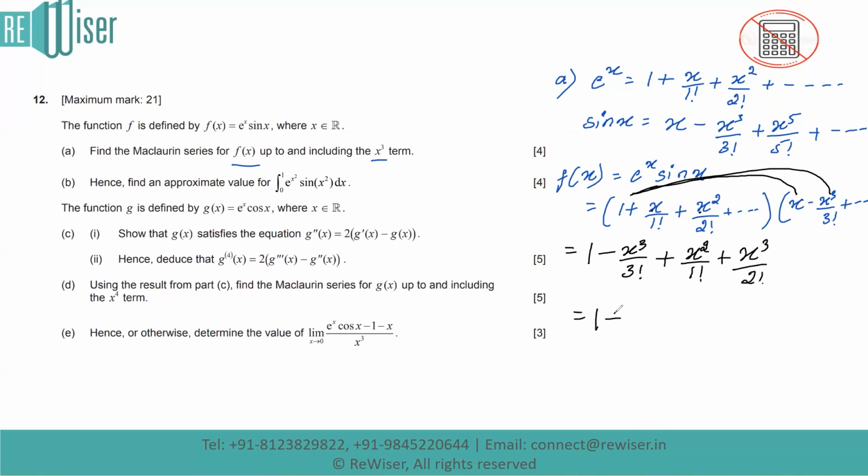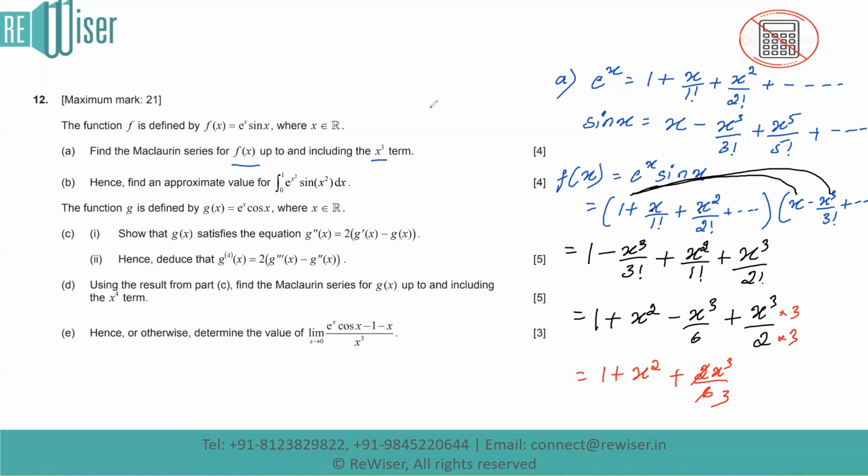So when I simplify this, I'll be getting x plus x squared by 1 factorial, which is just x squared. Then we have minus x cubed by 3 factorial, which is 3 times 2 times 1, which is 6, plus x cubed by 2 factorial, which would be 2 times 1, which is just 2. So if I want to combine this, I need to multiply by 3 and 3. So it's going to be x plus x squared plus 2x cubed over 6, which can also be written as x cubed over 3. And this is the final answer for this part A.